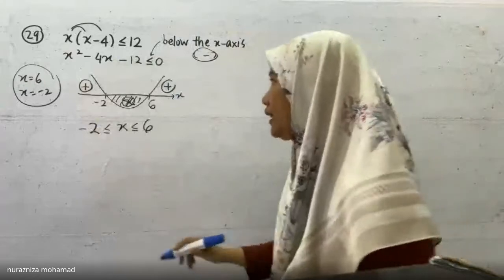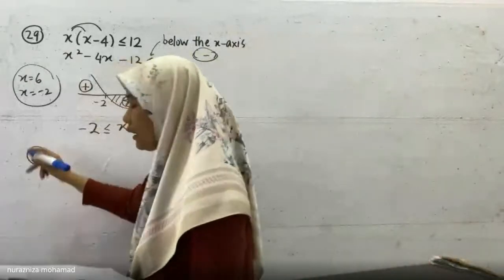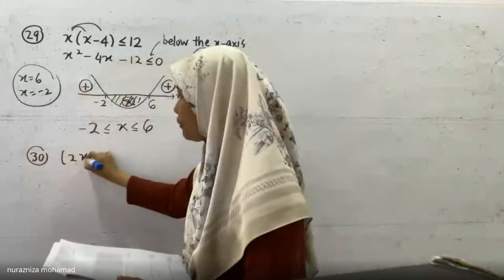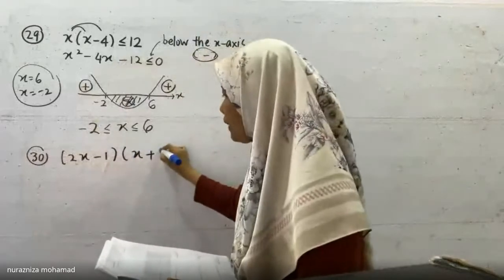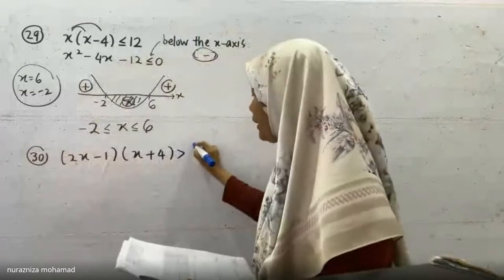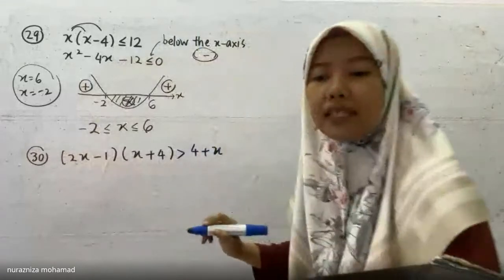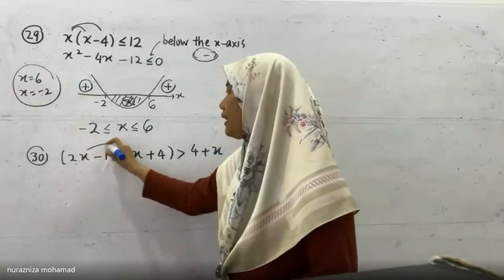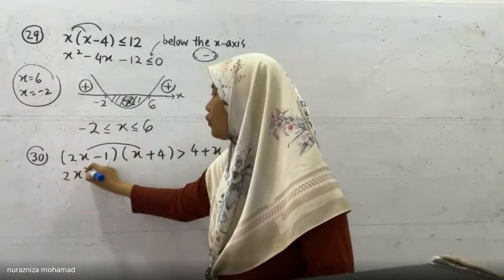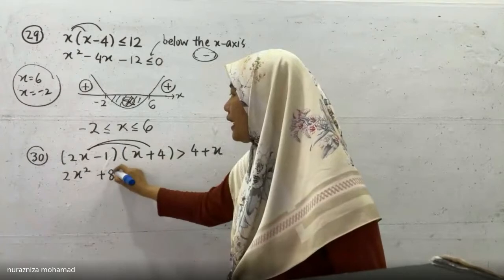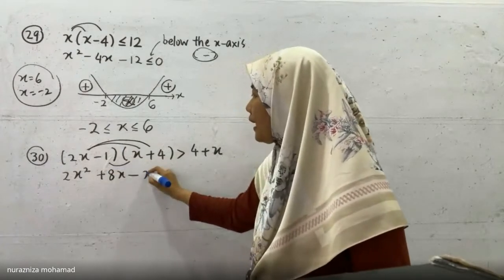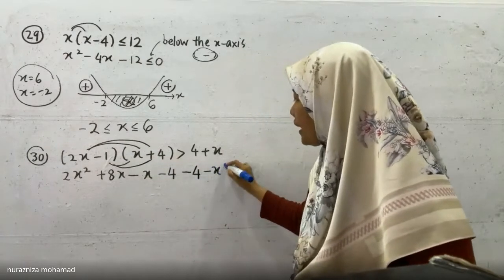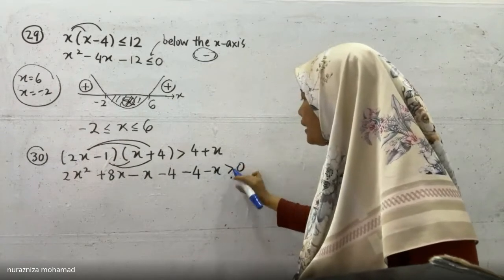Okay, now question number 30. Find the range of values of x for 2x minus 1 times x plus 4 is greater than 4 plus x. So the first step is make these inequalities in general form. So we need to expand. So 2x times x, you get 2x squared plus 8x minus x minus 4 minus x is greater than 0.